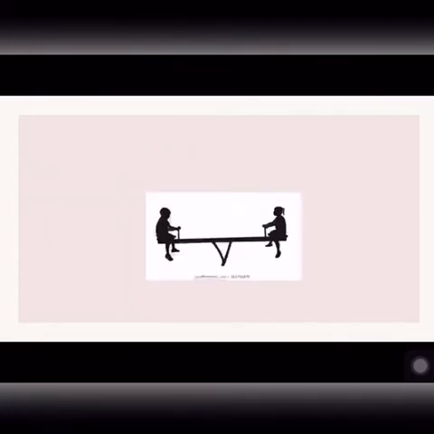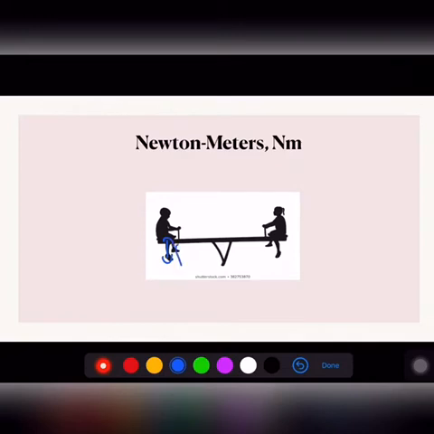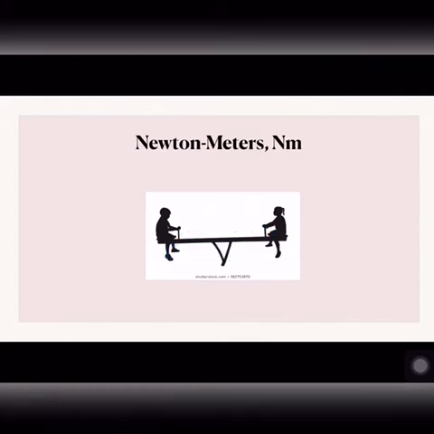The moments are measured in Newton meters, which is Nm, because force is measured in Newton and meanwhile distance is measured in meters. Note that the distance must be the perpendicular distance from the pivot to the force.